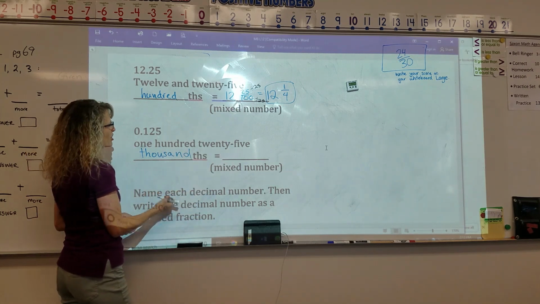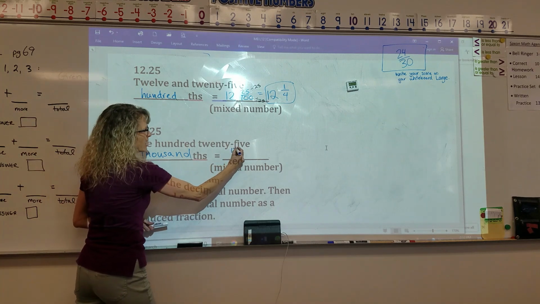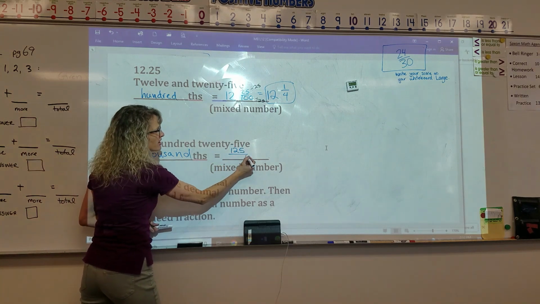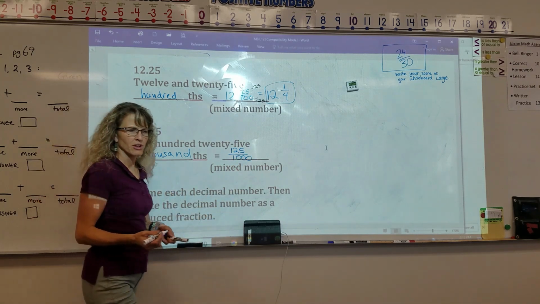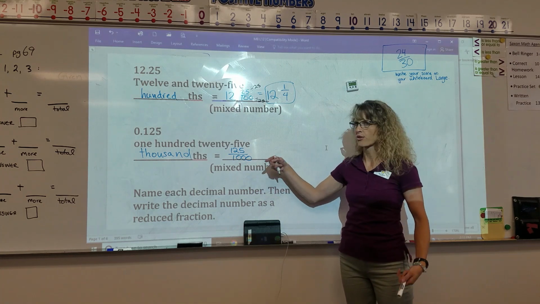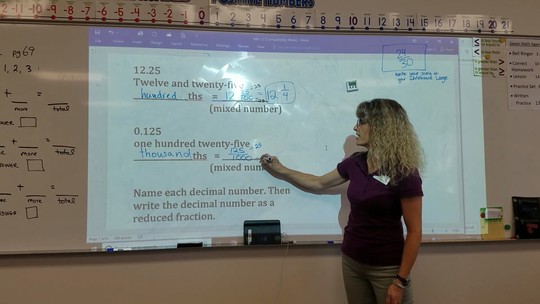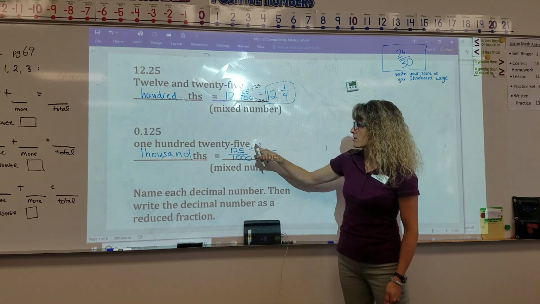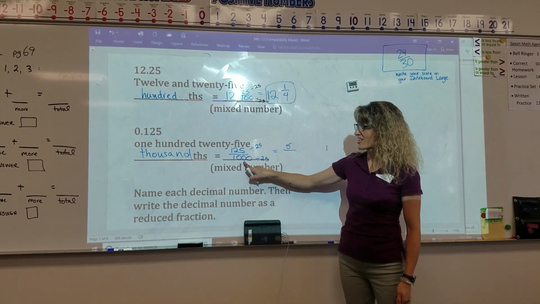So my mixed number, I have nothing in the front, so there's no whole number. But I'm going to write how I said it, 125 thousandths. This one will be fun to reduce. I'm thinking money again. I'm thinking about 25. I'm thinking $10. So quarters ought to go into that. Let's reduce it by dividing 25 out of the top. How many quarters are in $1.25? There's 5.